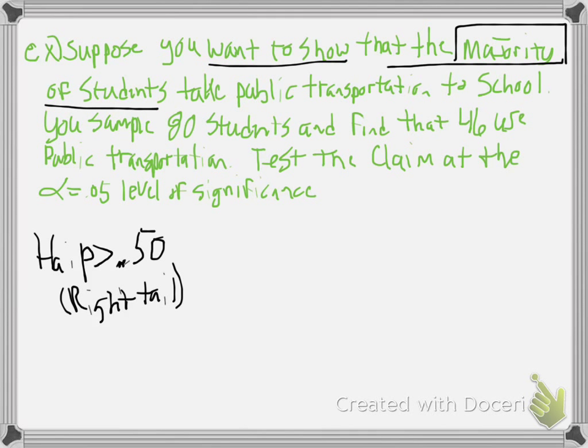Okay. Since we have a right tail, we're going to look at our evidence on the right-hand side. But to support the over 50%, we need to come up with a p-hat. Remember, we sampled n equals 80 students and got 46 that use public transportation. So p-hat is 46 divided by 80. Take 46 divided by 80, and we get 0.575. So that's above 50%, and we're going to test whether or not that's significant enough.